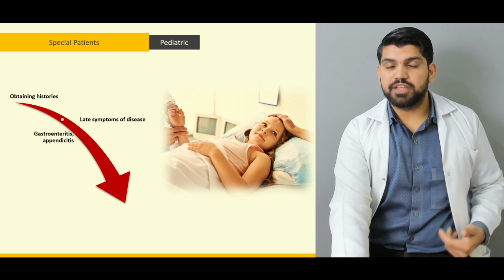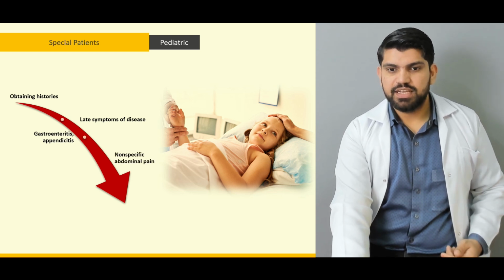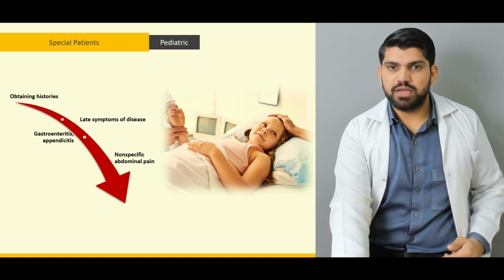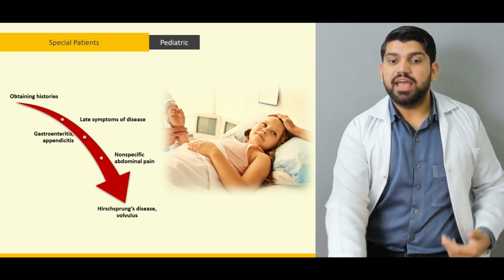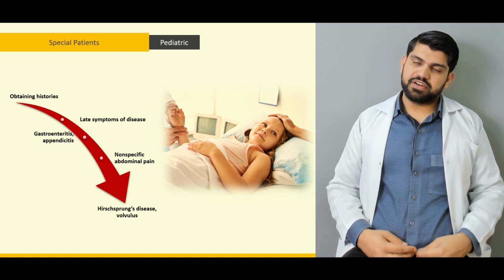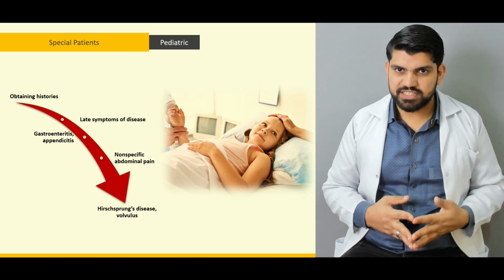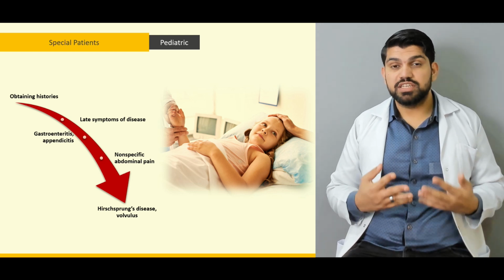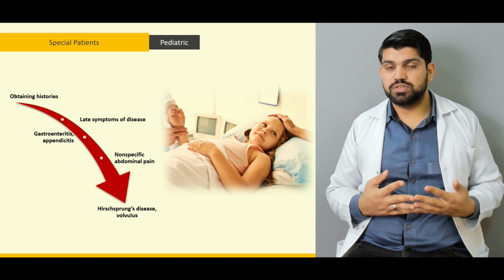Most commonly they present with gastroenteritis and appendicitis, non-specific abdominal pain. Rarely in children there is a chance of Hirschsprung disease and volvulus. So these need to be treated as soon as possible.